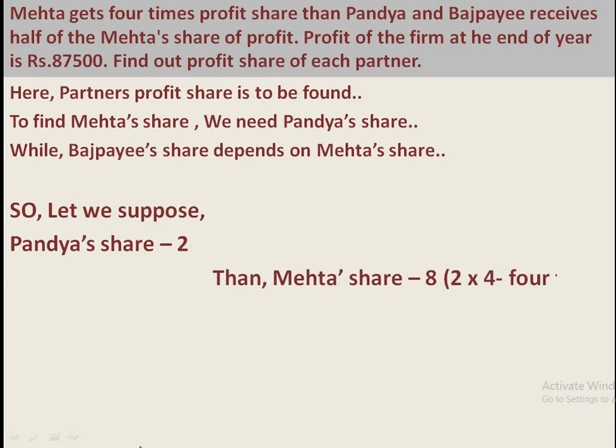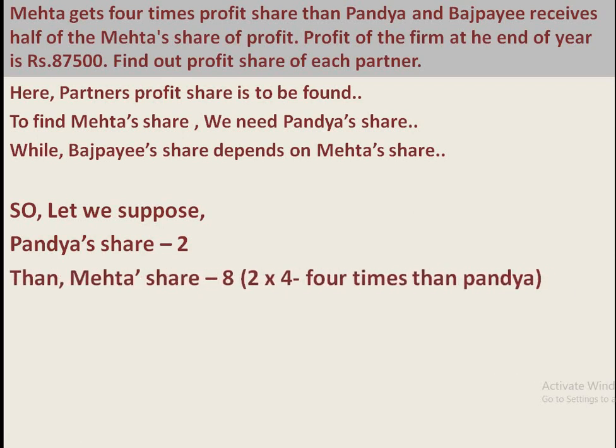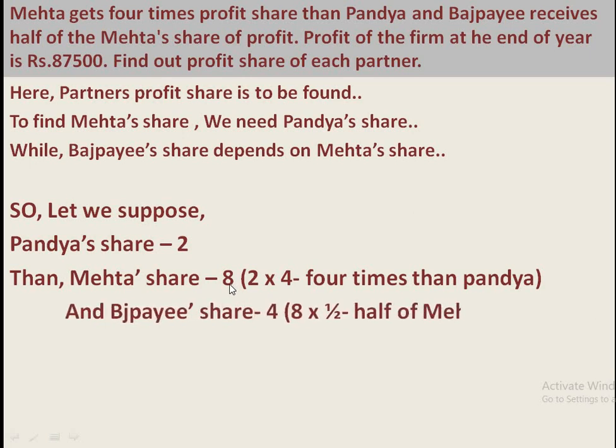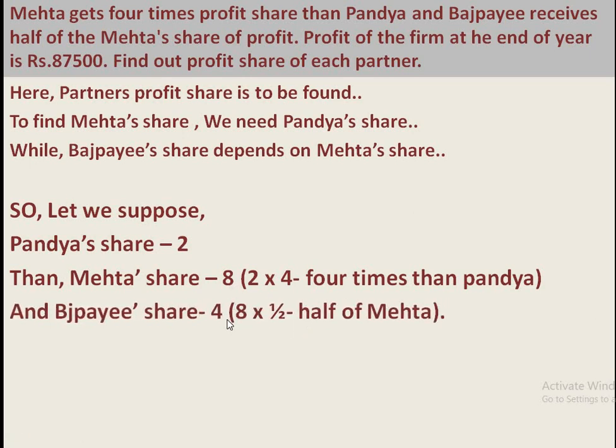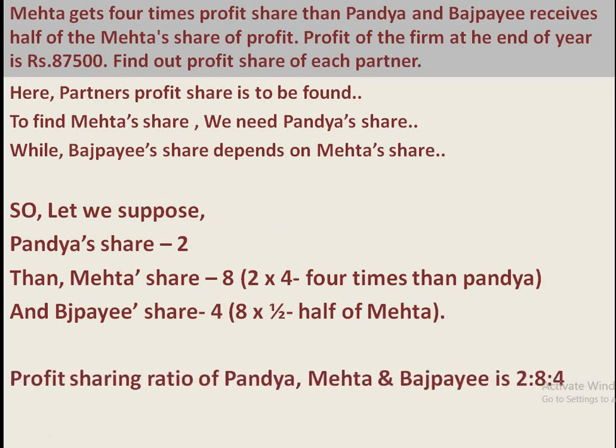If Pandya's share is 2, then of course Mehta's share will be 8. Why? Because Mehta gets 4 times Pandya's. Pandya's share is 2, 4 times that is 8. And what about Bajpayee? Bajpayee's share will be 4. Why 4? Bajpayee's share is half of Mehta's. Mehta's share is 8 and half of it is 4. So the profit sharing ratio of Pandya, Mehta and Bajpayee is 2 is to 8 is to 4.